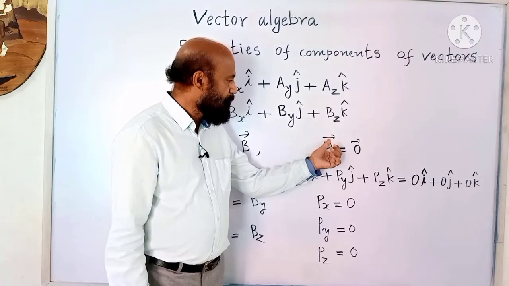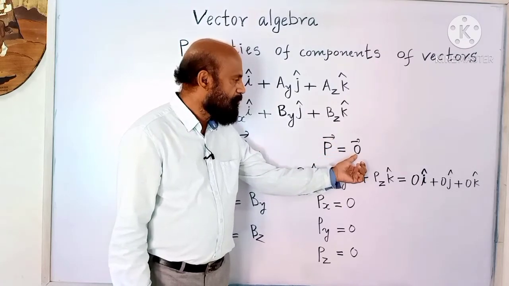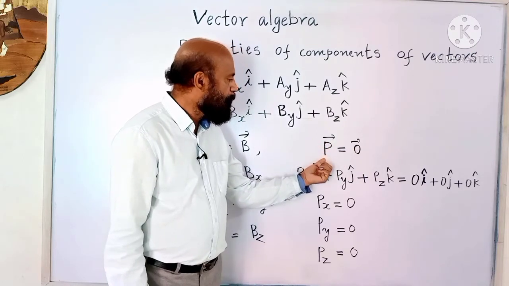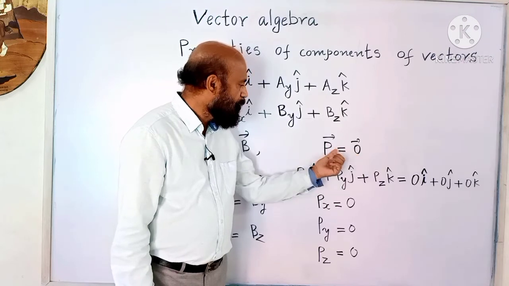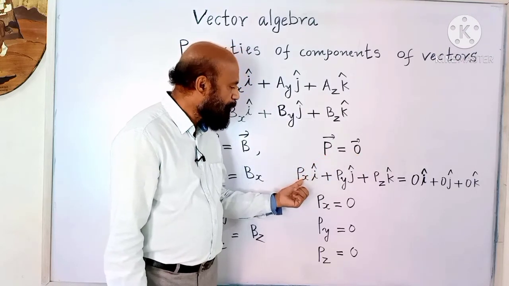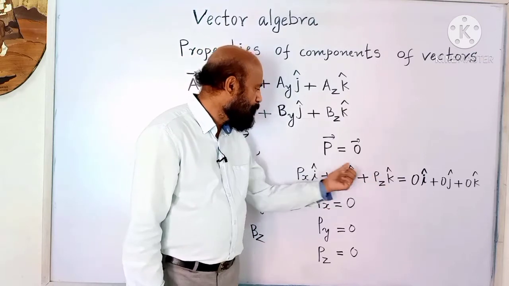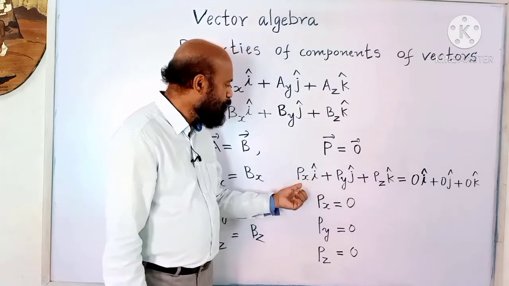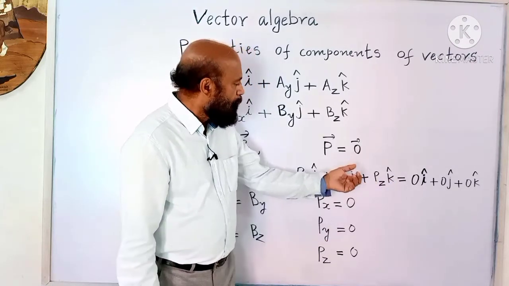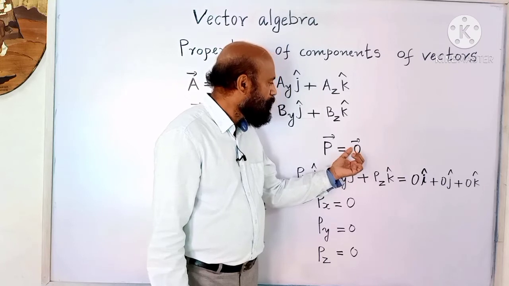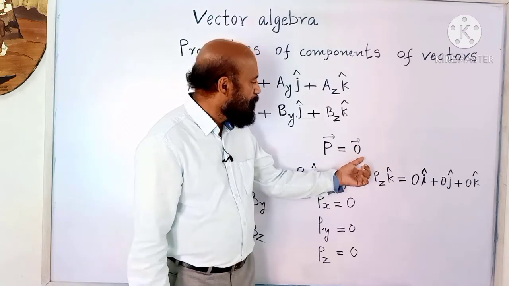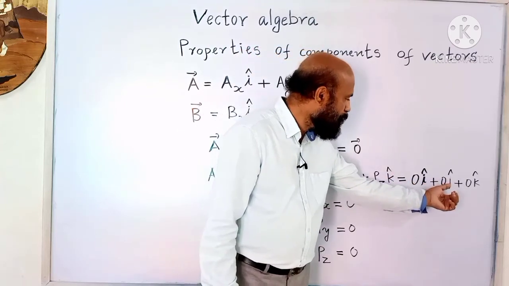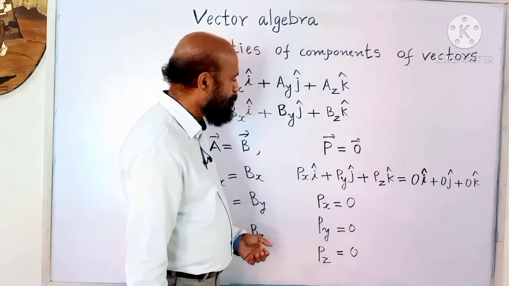P vector is equal to null vector. P, that is momentum. Momentum is equal to null vector. Momentum is a vector quantity, so it can be expressed in the component form: px i cap plus py j cap plus pz k cap. X component, y component, z component. Now the right side is 0, so it's a null vector. Zero vector or null vector can be expressed as 0 i cap plus 0 j cap plus 0 k cap.